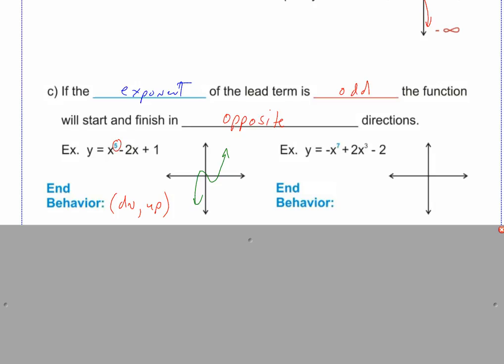You look at the second example, and again we have an odd lead coefficient, so we know it's going to be opposite. So is it again down up, or is this one up down? This one is up down because again we know this will finish down, right? So this has to be an up down then.